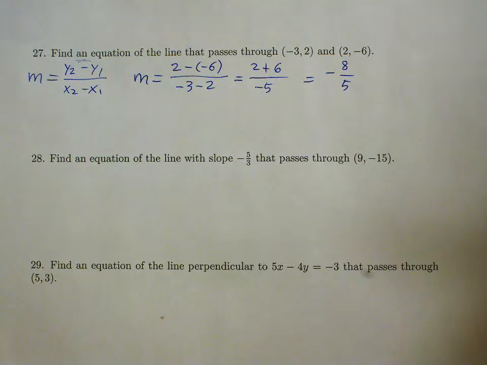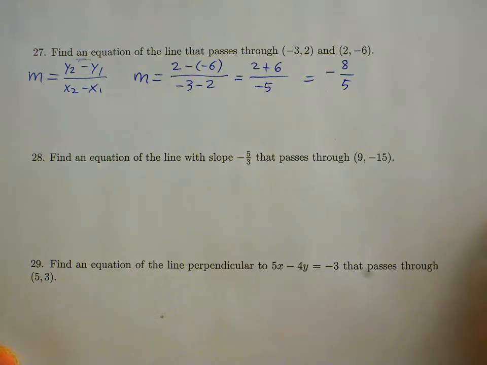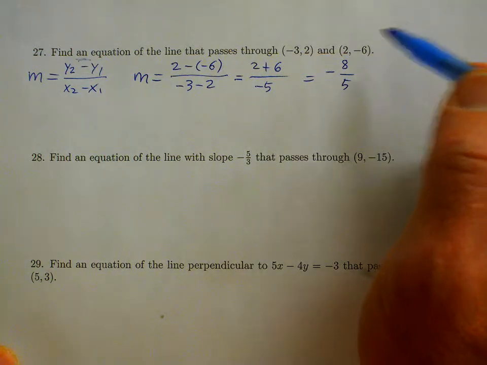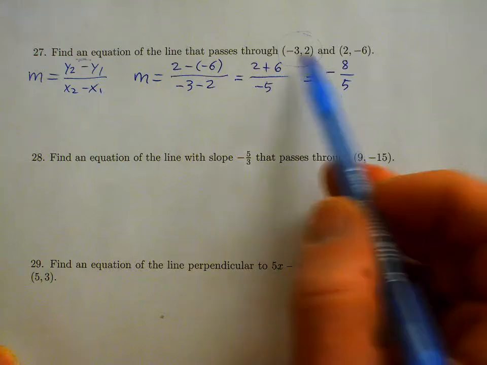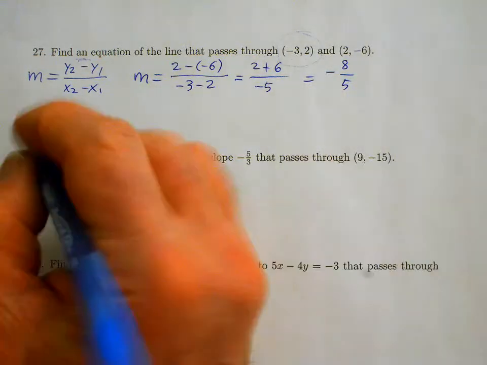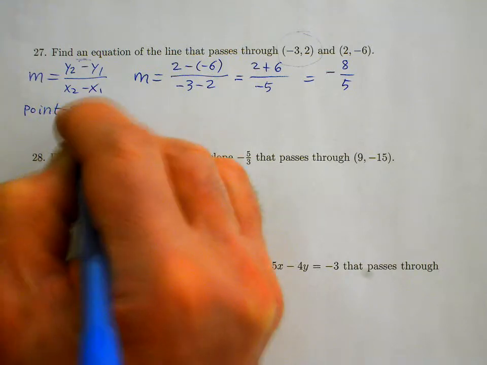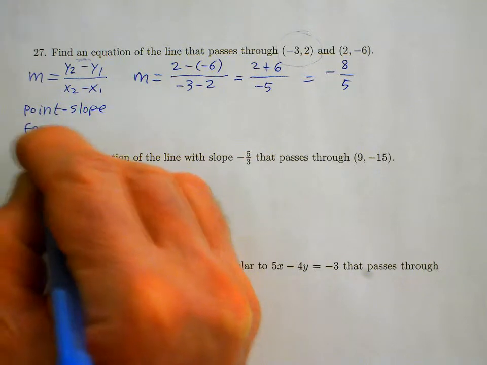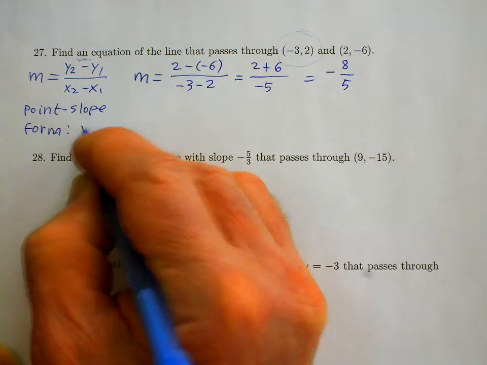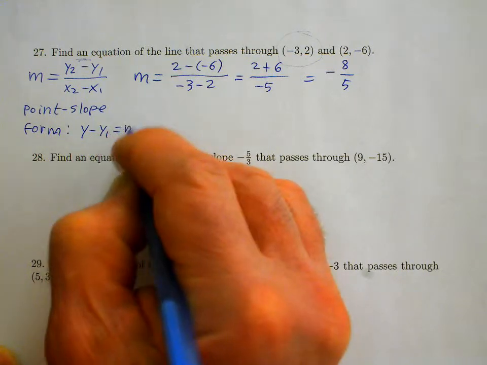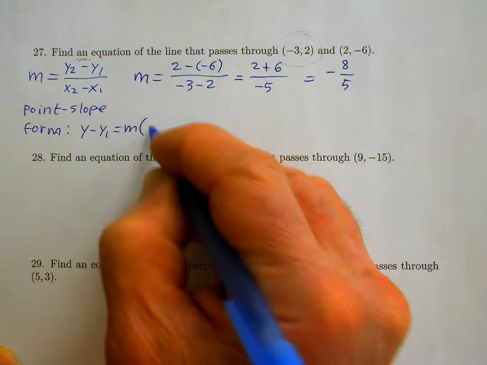Okay, we can write a point slope form equation by picking either of the two ordered pairs that are given. It doesn't matter which one we pick. I'll pick the left point for my x1, y1, and then I'll remind you of the point slope form. Point slope form is y minus y1 equals m times the quantity in parentheses x minus x1.